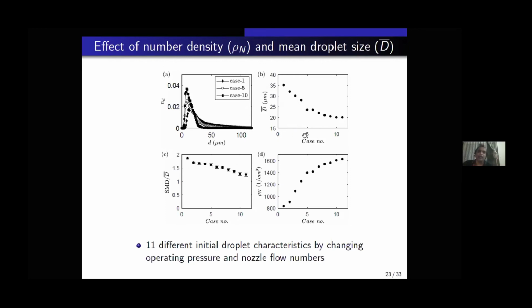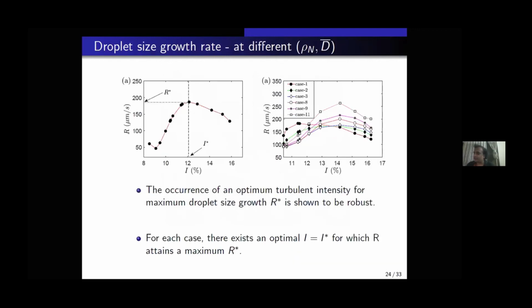So we are going to start plotting various trends as a function of these two parameters in the title, the droplet number density and the mean droplet size. And I repeat, this is going to be for a fixed background airflow turbulence intensity. Okay, at what value do we fix the background airflow turbulence intensity? For each of the droplet field characteristics, Shyam did these experiments of plotting the droplet size growth rate as a function of the turbulence intensity. We observe the existence of an optimum turbulence intensity for each of these droplet field characteristic cases. Then we identify this maximum droplet size growth rate R star, and the corresponding optimum turbulence intensity is I star. So you see these trends from the different cases.